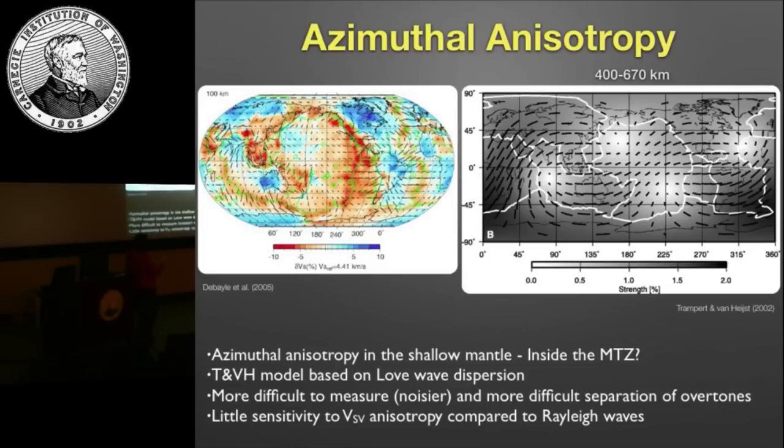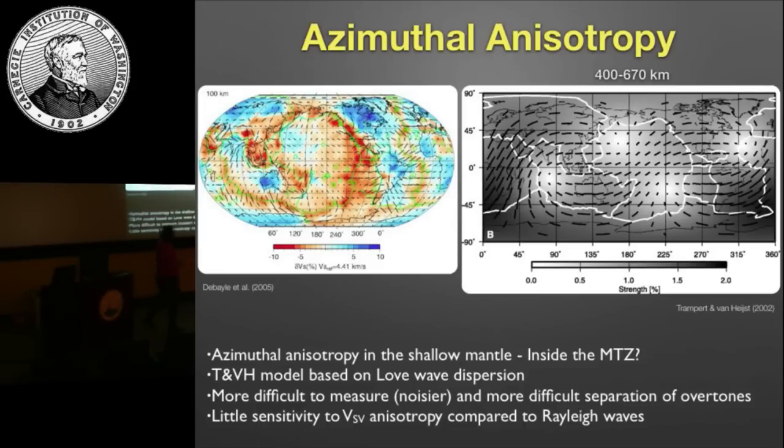And then in the transition zone, until last year, we only had this estimate from Trampert and van Heijst in 2002, where they were not trying to get a 3D model of anisotropy, they were just trying to see if their data was compatible with the presence of anisotropy in the transition zone. The answer was yes, and they had mapped it as this, but this wasn't meant to be a best fitting model. And they were also using data that are actually not very sensitive to the type of anisotropy they were trying to map.